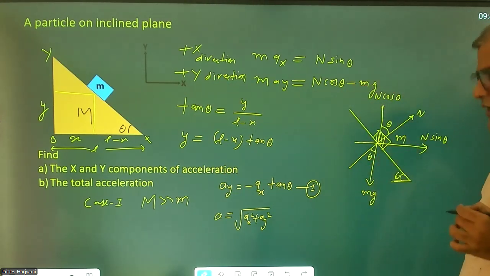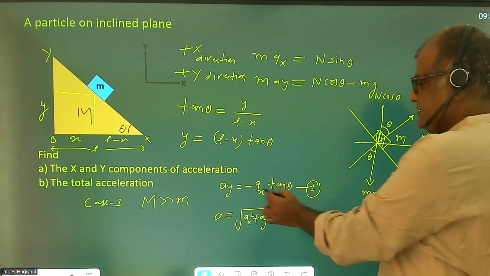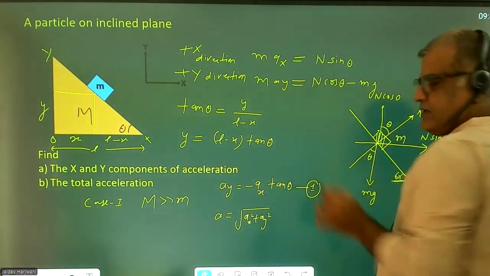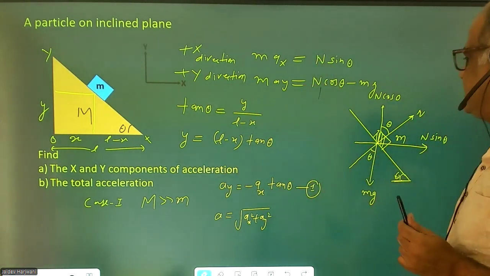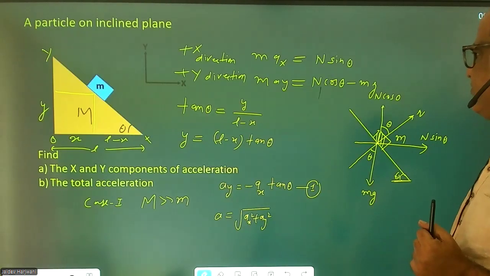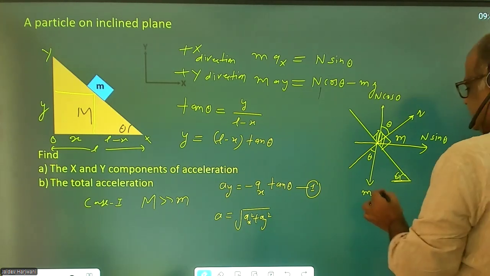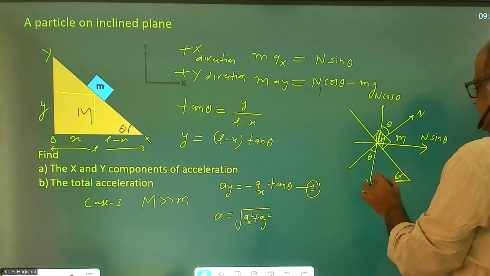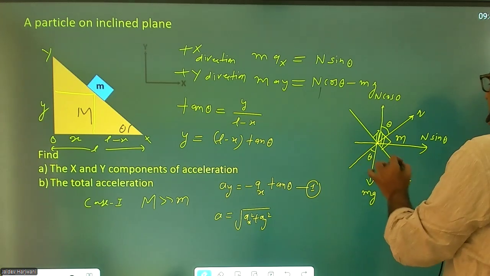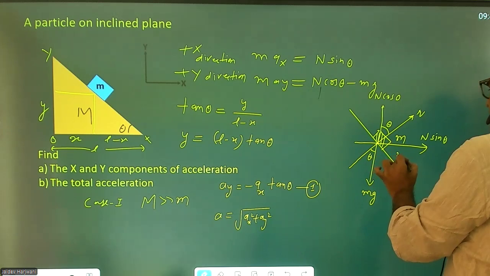So now we have three unknowns, ax, ay, and N, and we have three equations. We just have to solve these three equations. This will give me the value of a. Also, if you want to find the component of mg in the inclined plane direction, the component is equal to mg sin theta.